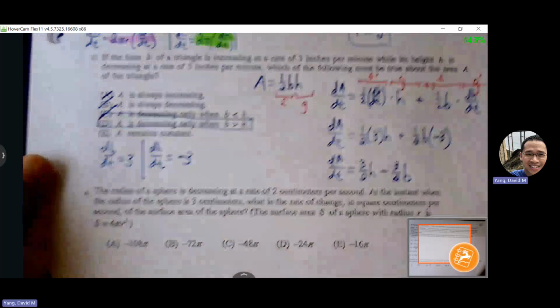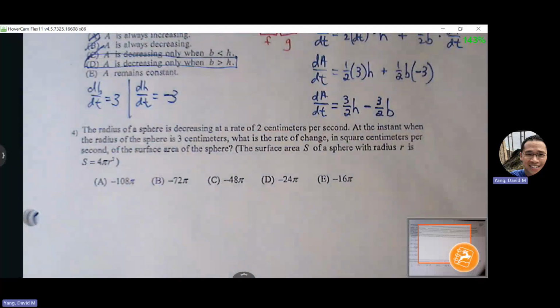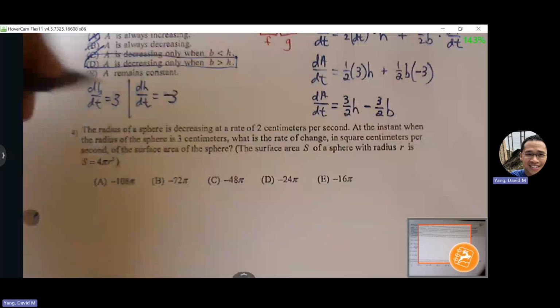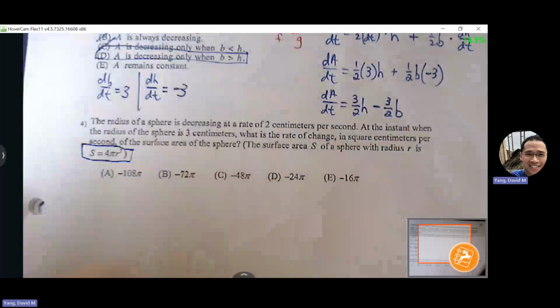Okay, number 4. The radius of a sphere is decreasing at a rate of 2 centimeters per second. At the instant when the radius of the sphere is 3 centimeters, what is the rate of change in square centimeters per second of the surface area of the sphere? And the surface area formula will be provided for you if they ask you to use it.